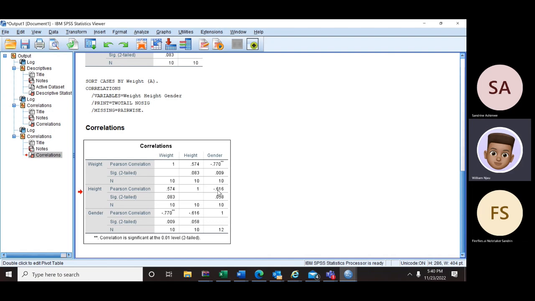Just like we were saying in the other one, if it's positive, it means if one is moving up, the other one is also moving up. In this particular case, between weight and gender, they are moving in opposite directions. It's a negative correlation. If one is moving up, the other one is moving down. That is what it means when you have a negative correlation value.